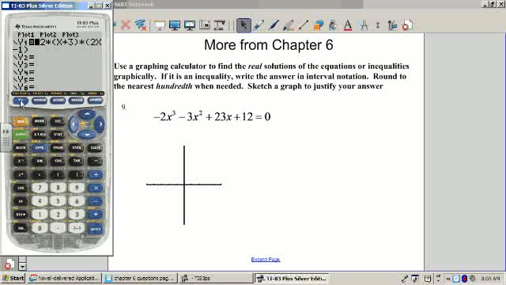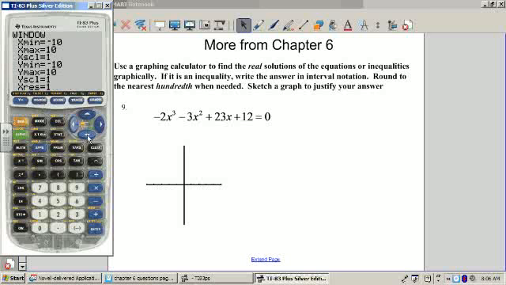I'm going to go to y equals, and let's clear out whatever was there, and I'm going to plug in negative 2x cubed, to the third power, minus 3x squared plus 23x plus 12. I graph it. The x values look pretty good, but I'm sure I'm missing my relative max and my relative min. So I need to add and subtract from my y values.